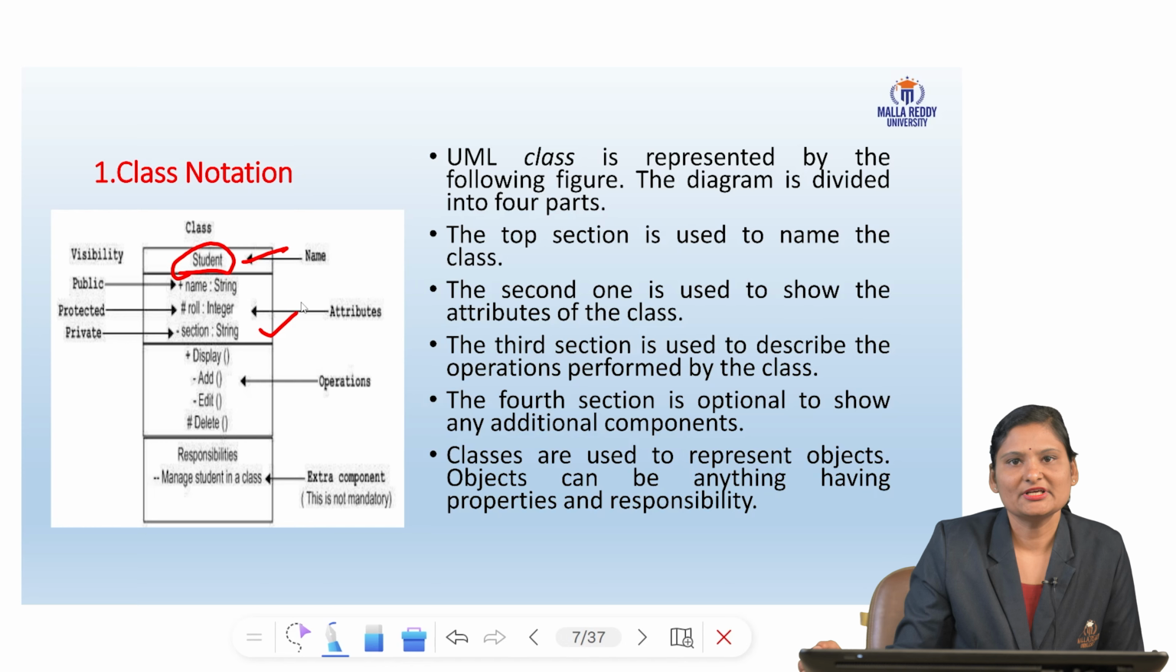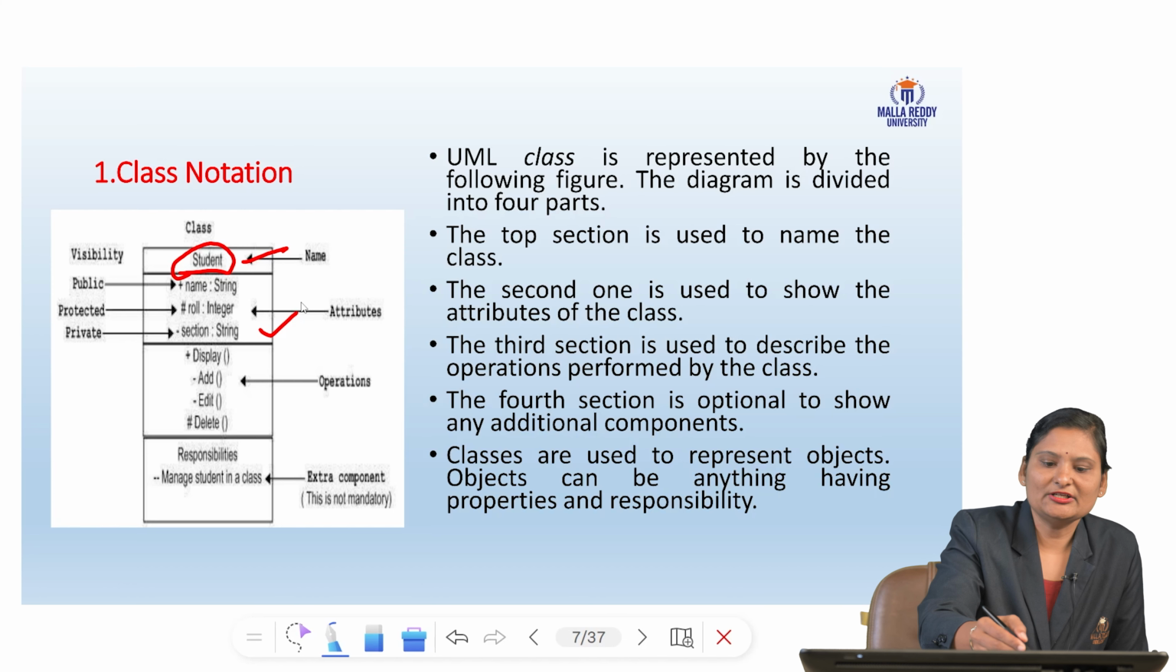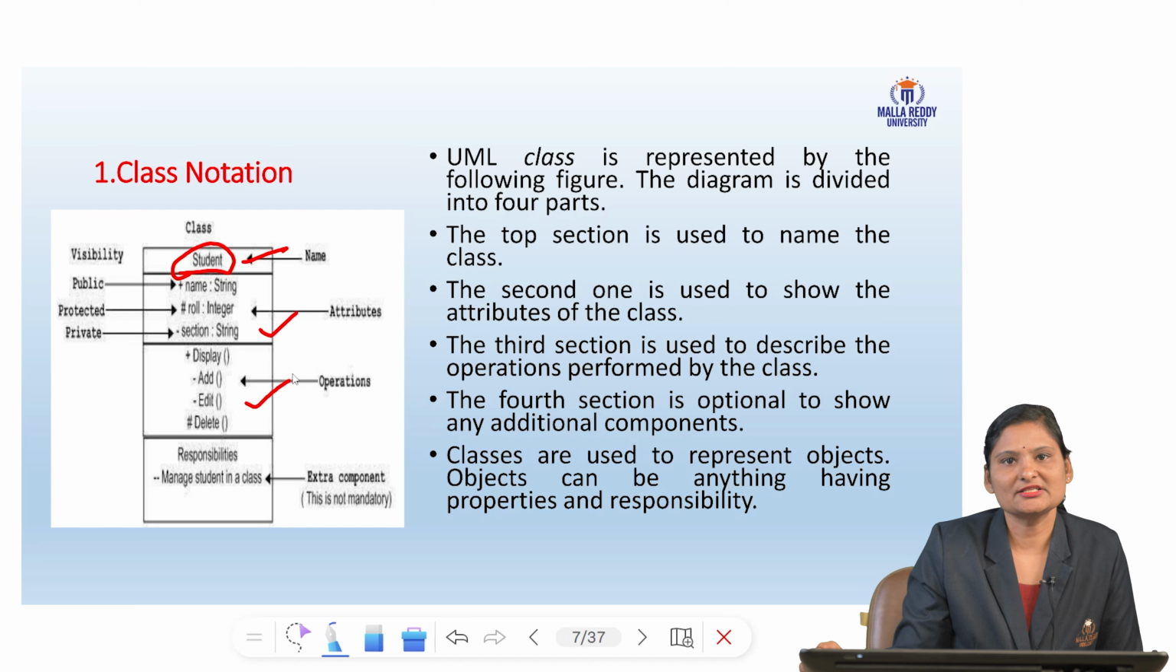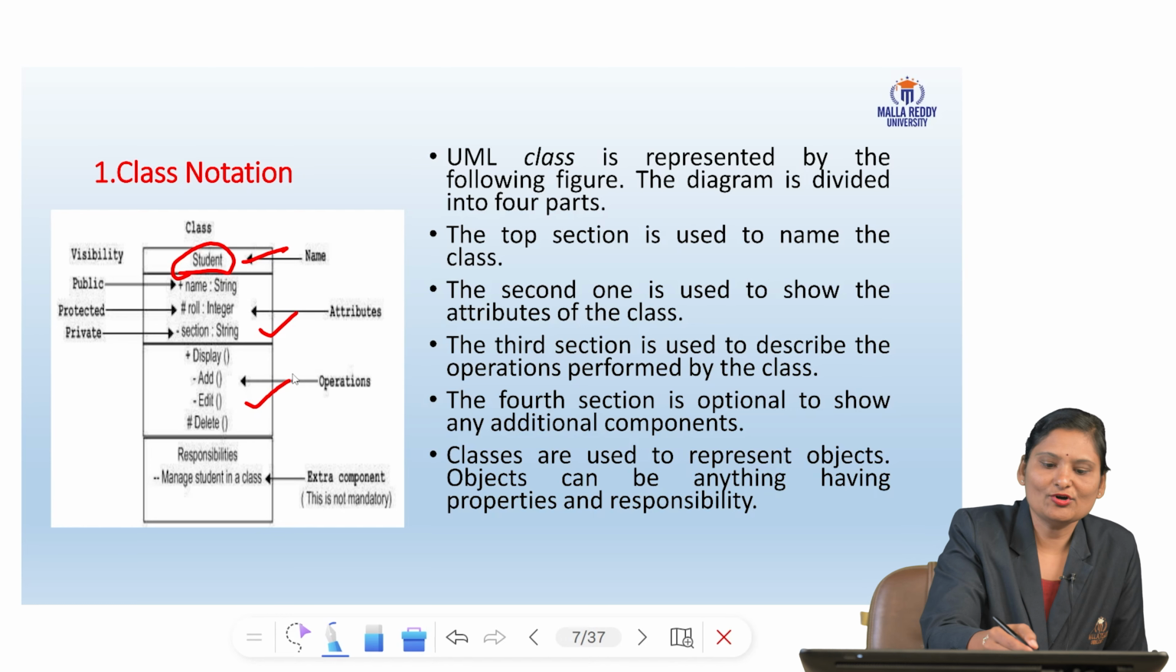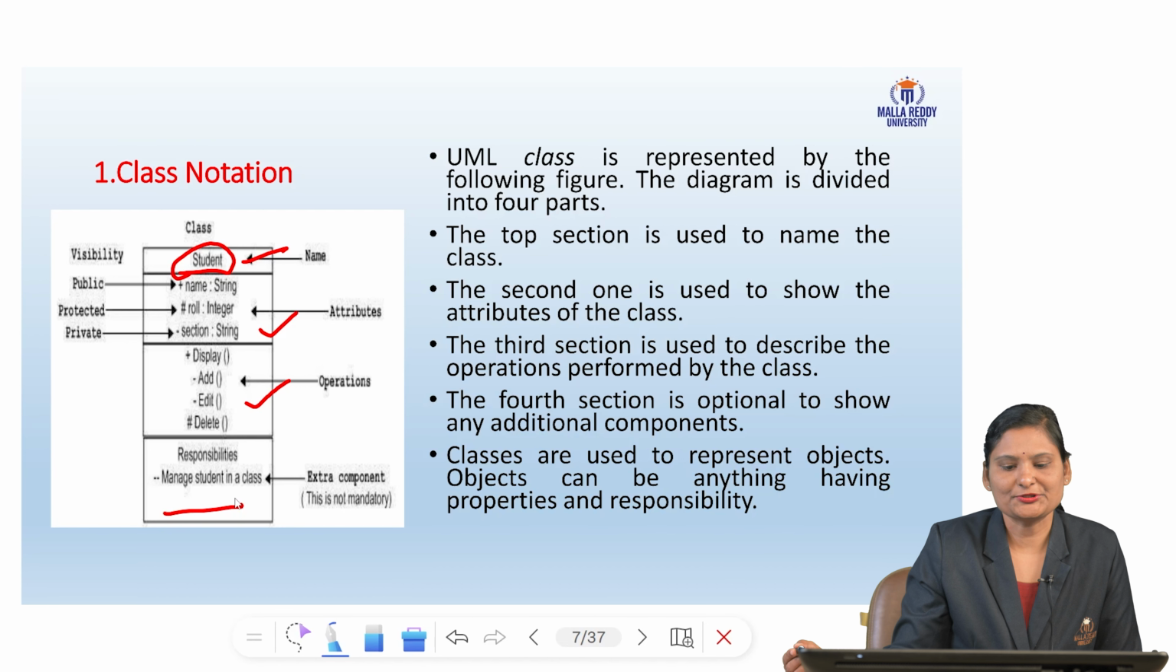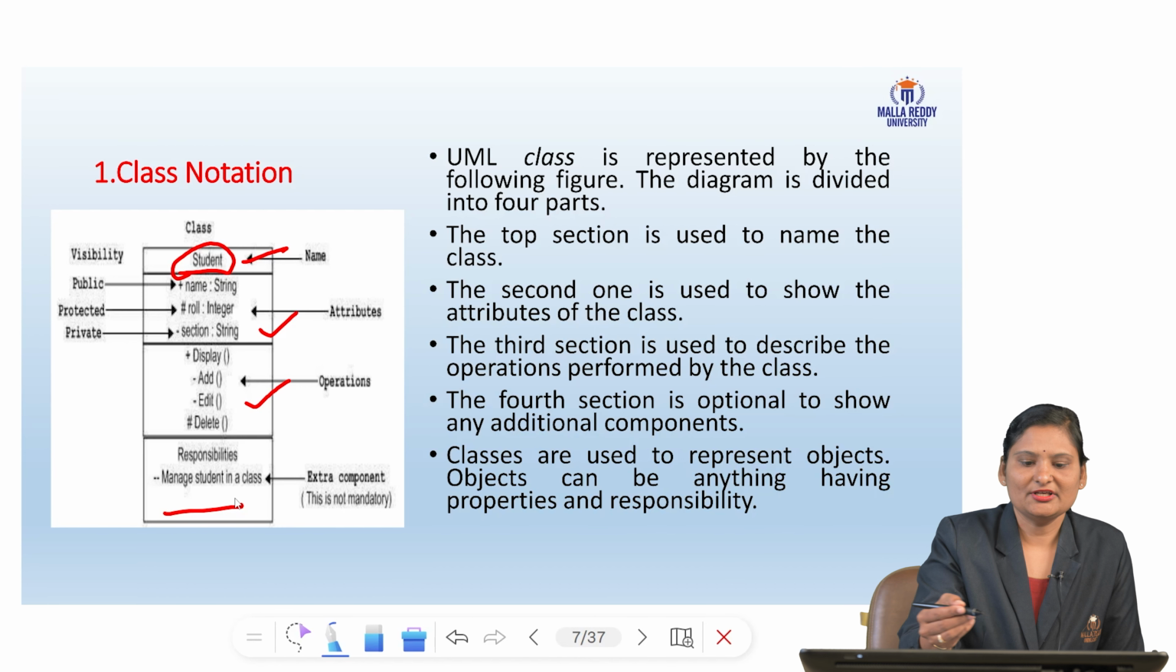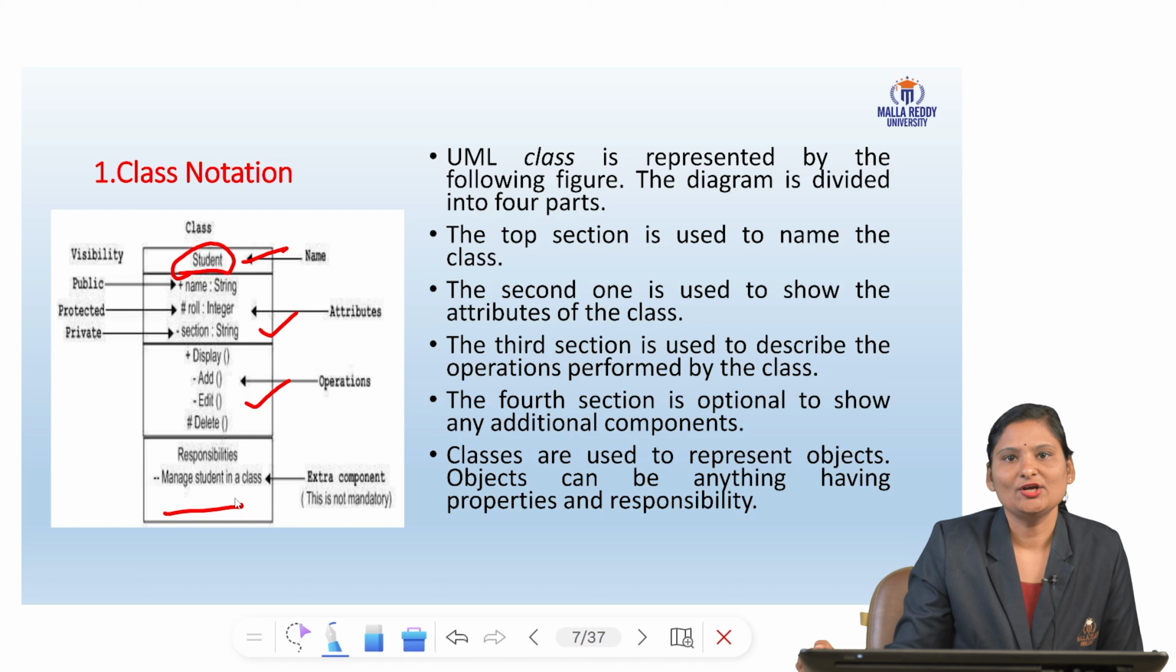is known as attributes. And the third part of the class notation consists of operations, nothing but functionalities. And the fourth part is optional. So here you can see a class is nothing but a blueprint of an object which consists of its properties and methods or functionalities. Normally, classes are used to represent objects, and objects can be anything having properties and responsibilities.